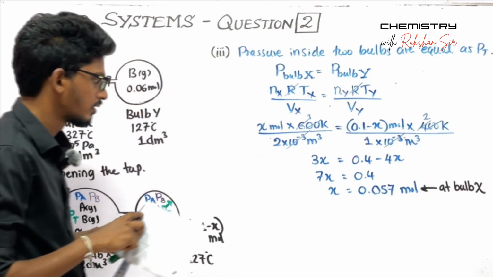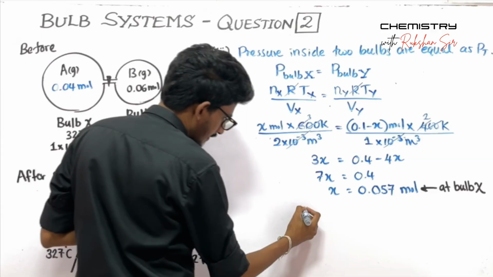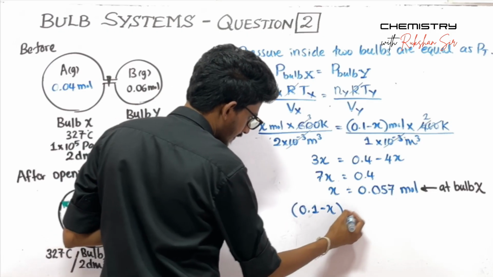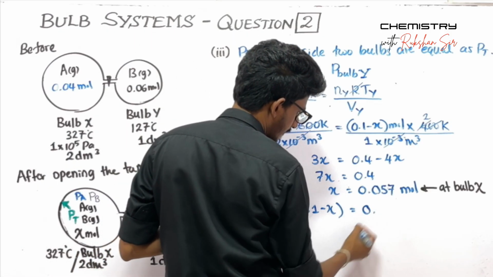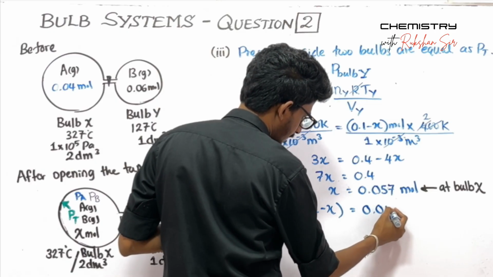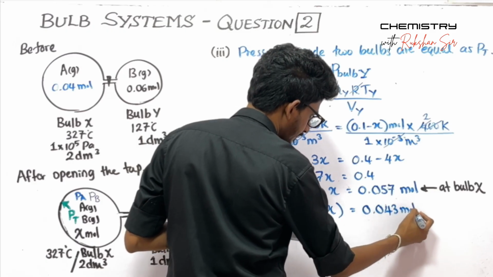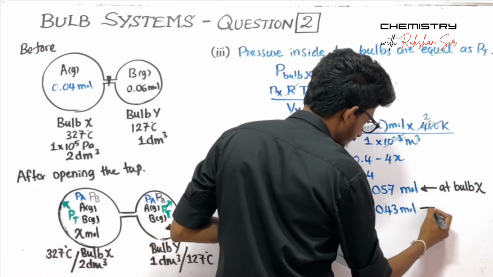Right? So what is the number of moles at bulb Y? That is 0.1 minus 0.057, which becomes 0.043, no? This is the number of moles at bulb Y.